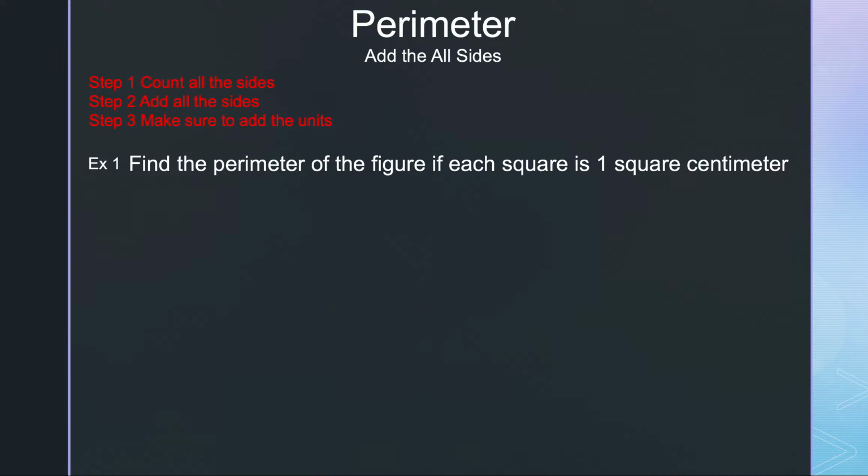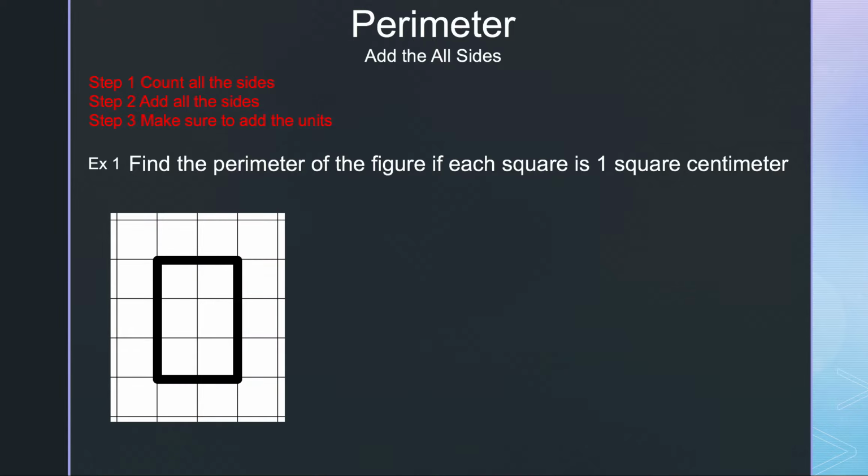Now let's take a look at the steps in order to find the perimeter of a figure. Step 1, count all the sides. Step 2, add all the sides. Step 3, make sure to add the units. Now let's take a look at this figure and find the perimeter of it.